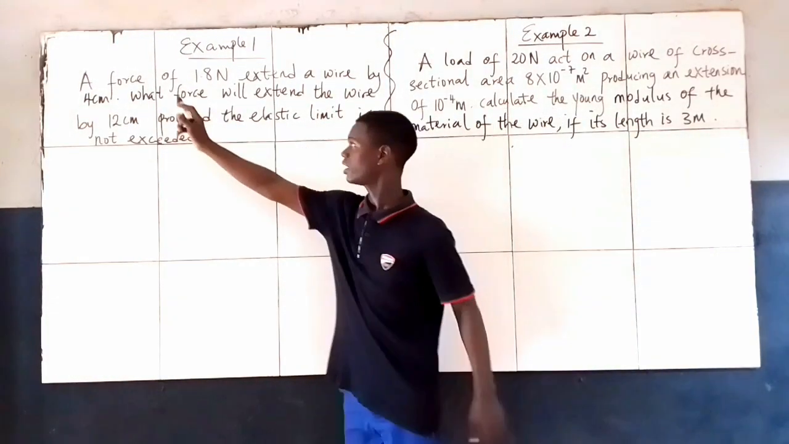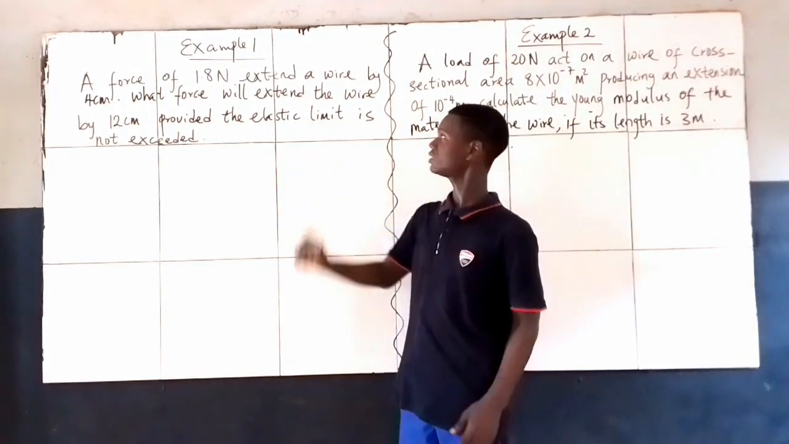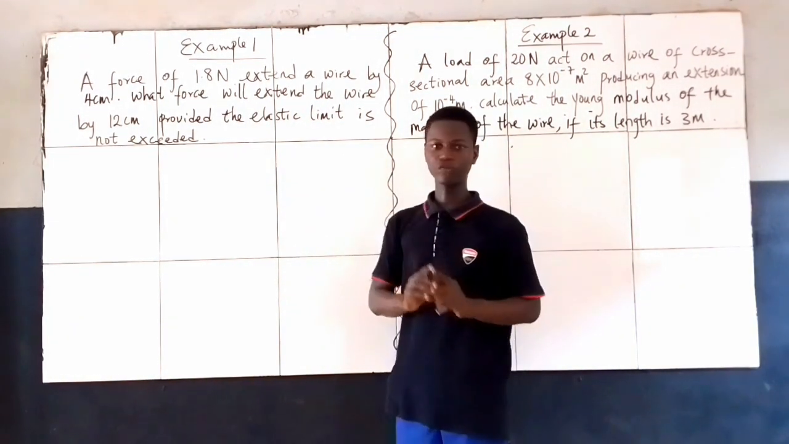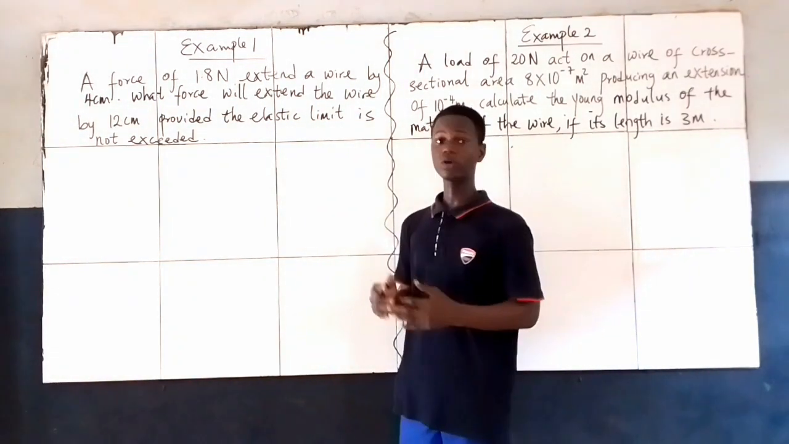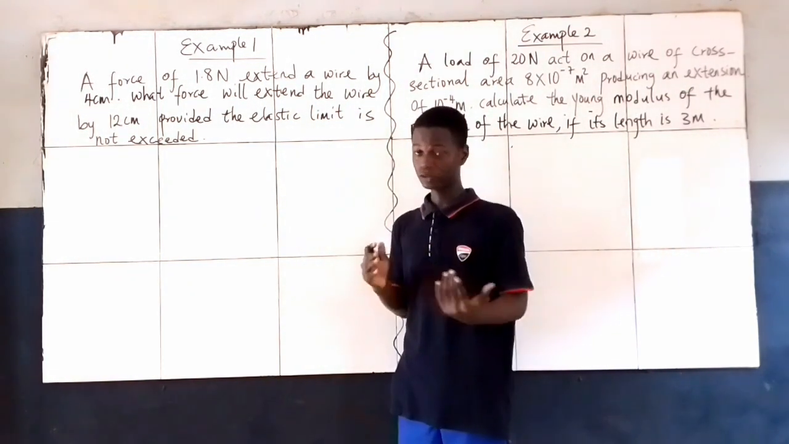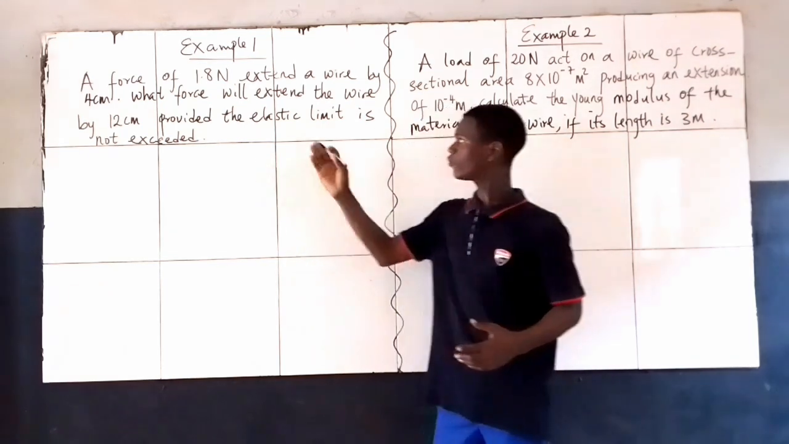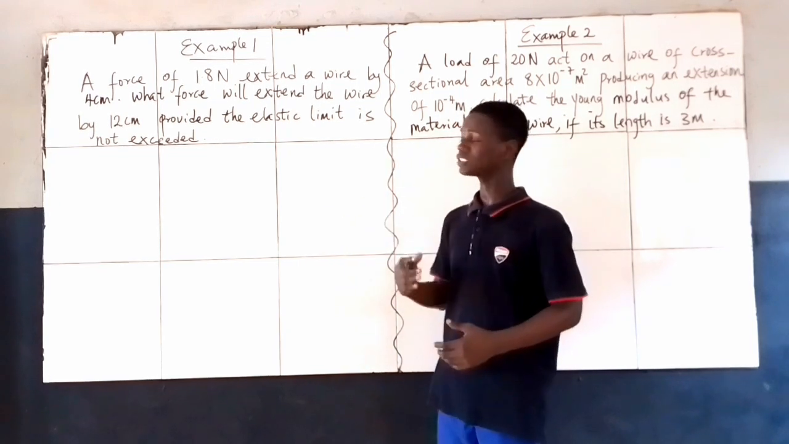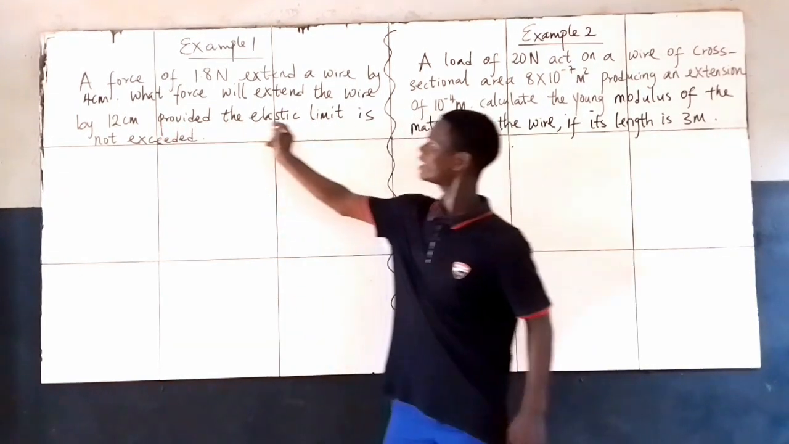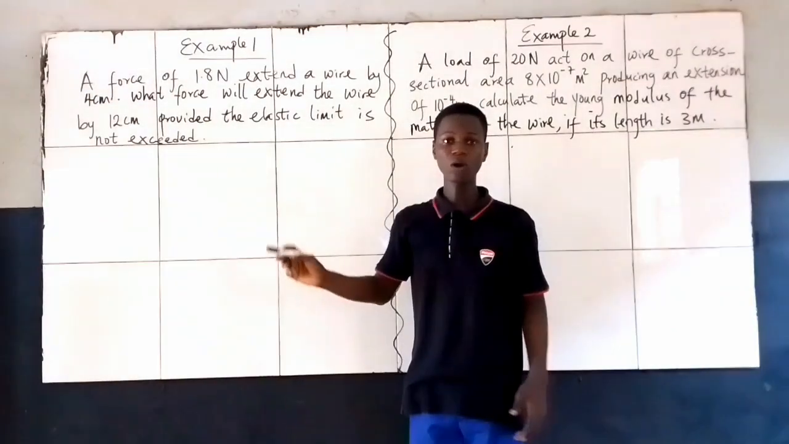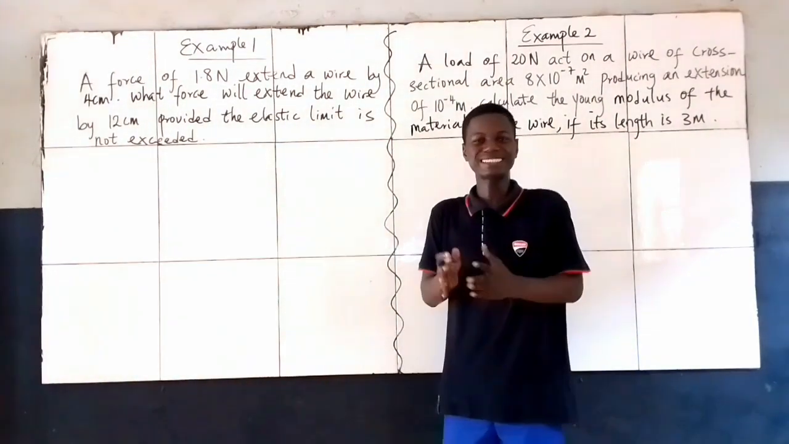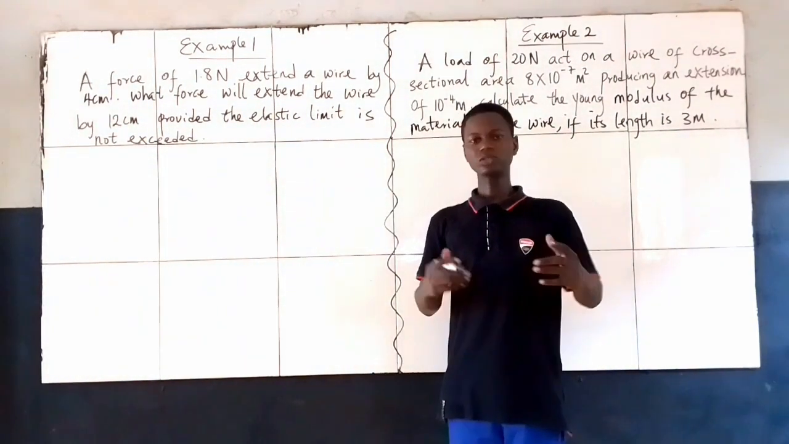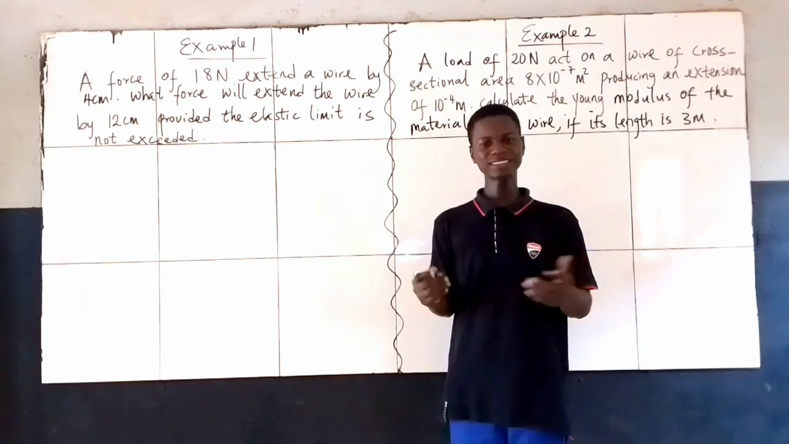The first question was, a force of 1.8 Newton extends a wire by, extend by, that should be for what? Extension, is it not? Good. If it was extend to, it will be for what? The final length, L2. Now let's continue reading. What force will extend that same wire by 12 cm, provided the elastic limit is not exceeded? This statement, provided the elastic limit is not exceeded, is from what? Hooke's law. And every material that is said to be elastic must obey this statement, which is from what? Hooke's law. So now we have the question. Without wasting time, let's start solving. Solution.